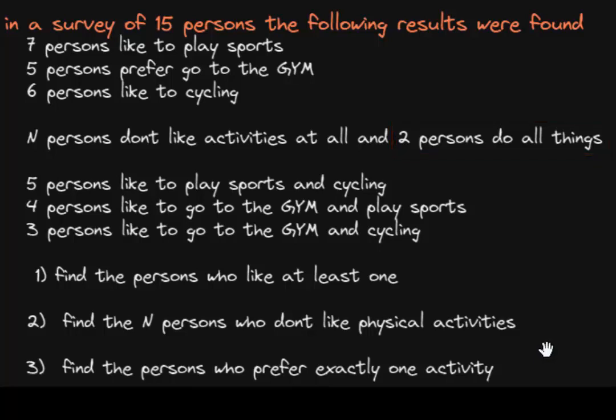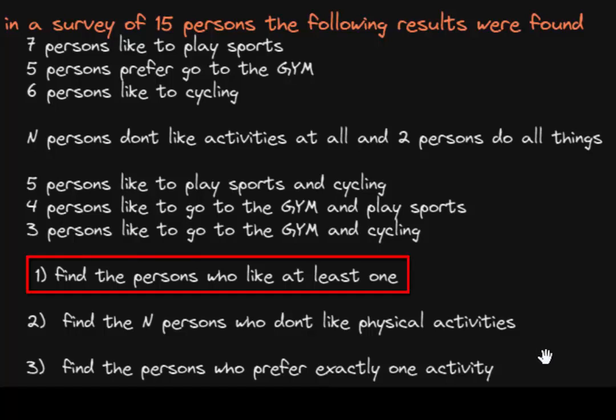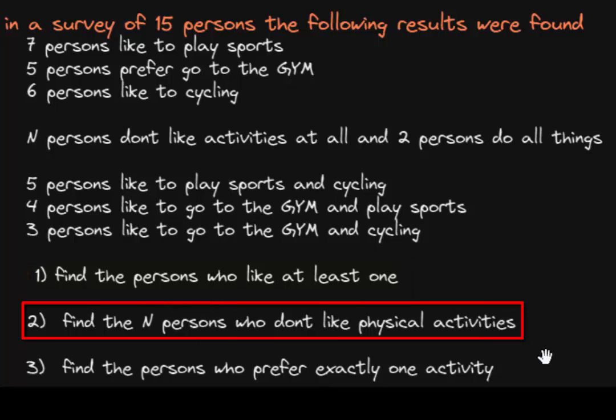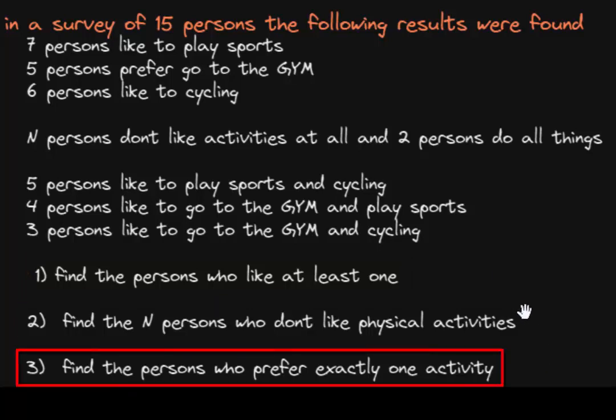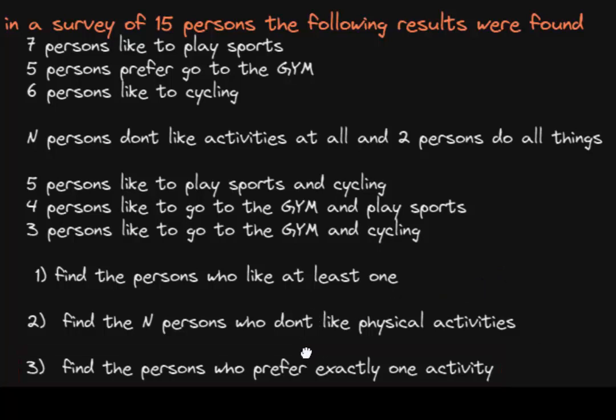Another procedure found that 5 persons like sports and cycling, 4 persons like gym and sports, and 3 persons like cycling and gym. Having only this information, find the persons who like at least one activity. Find the undefined number of persons who don't like physical activities, and find the persons who prefer exclusively one activity.